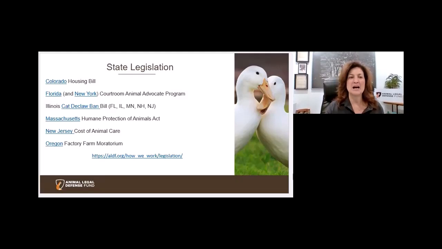But in Colorado, there's a housing bill that's on the move, and it's an omnibus bill that would, among other things, prohibit insurance companies from using dog breed as a determining factor in homeowners and renters insurance policies, and require landlords to contact the local animal shelter if they evict a tenant and a pet is left behind.